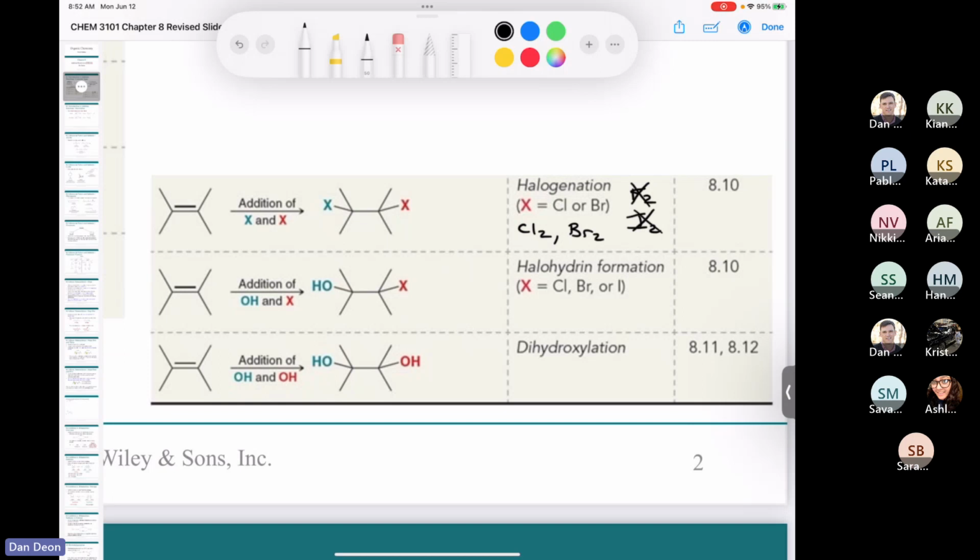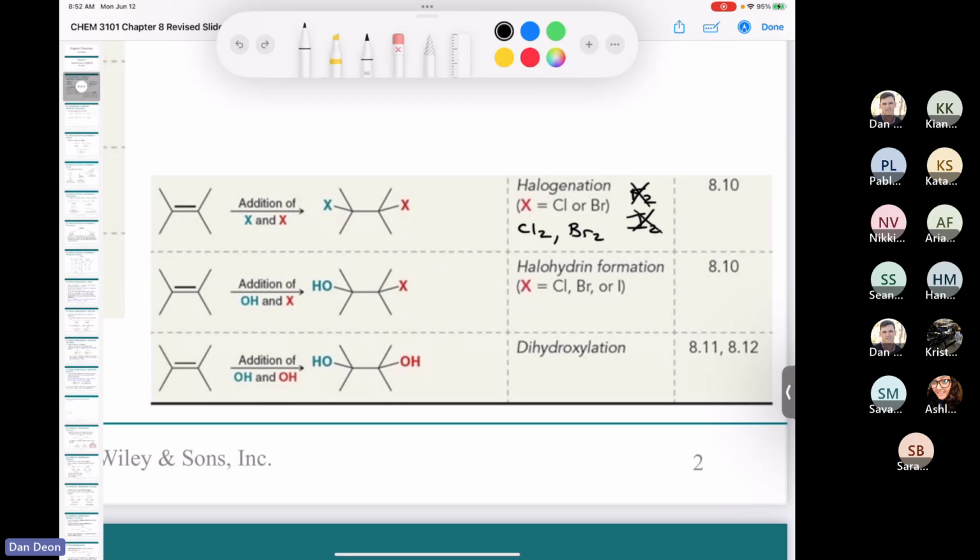If you treat an alkene with a halogen, meaning chlorine, bromine, or iodine, and you put it in water, you do what's called a halohydrin formation reaction. So that means you add a hydroxyl on one side and a halogen on the other. And we're going to go over that in detail, halohydrin formation.